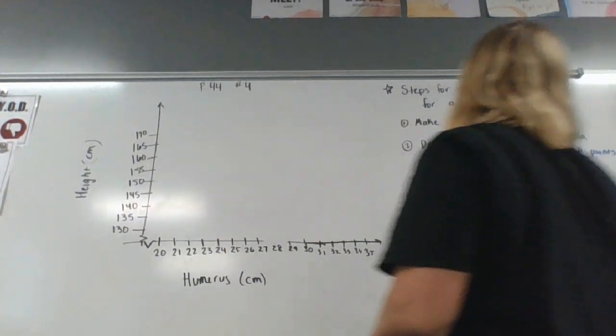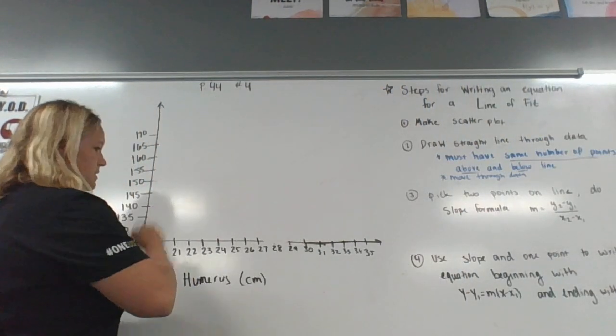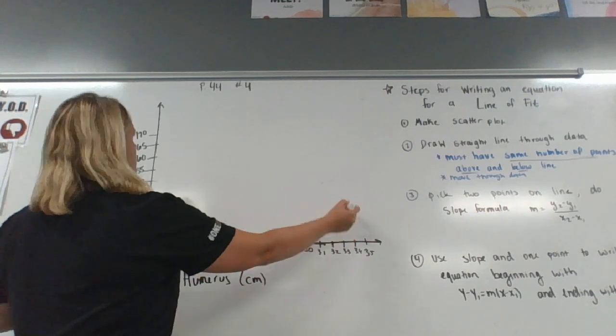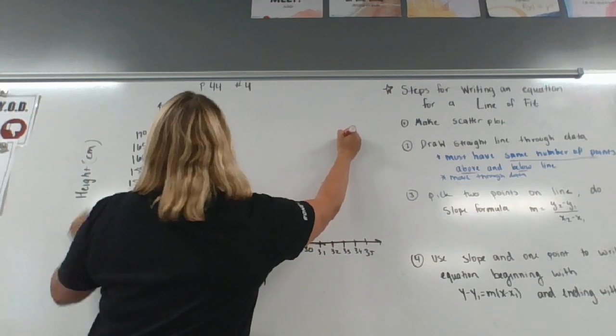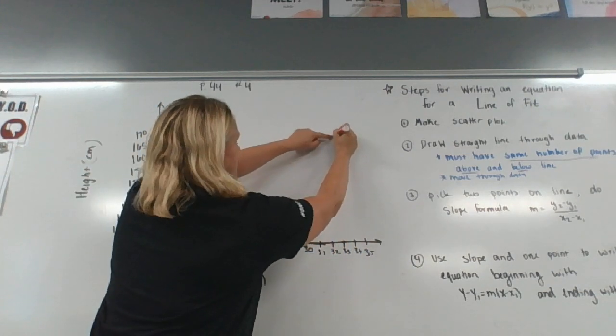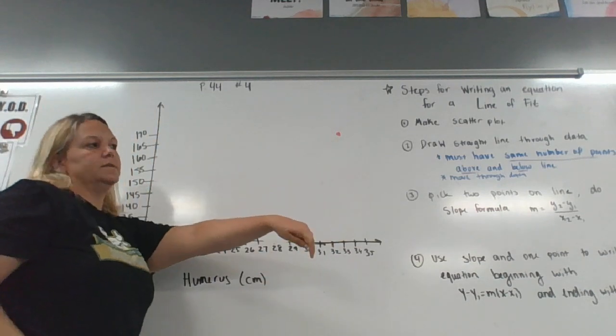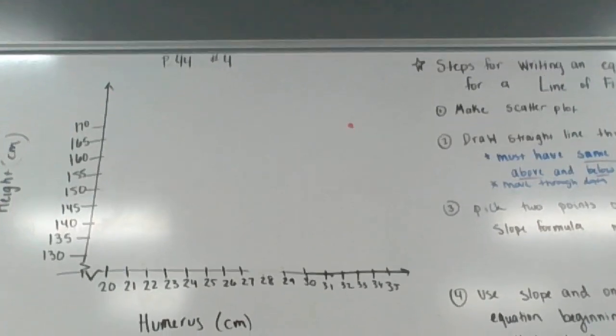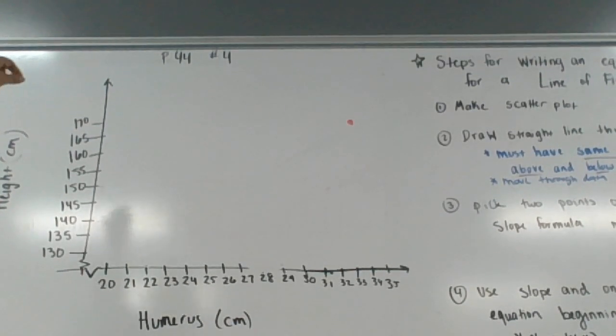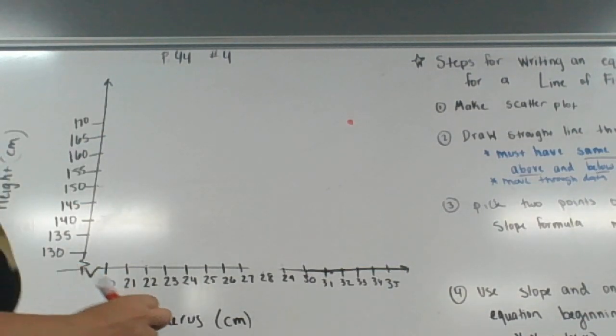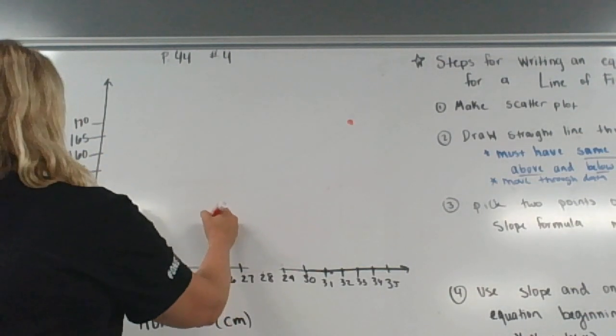Okay, so my first point is 33, 166. Yours is probably going to be better than mine because I'm having to wing it here without any grid lines. But since we're going by fives, you're kind of guessing too. So just do your best.